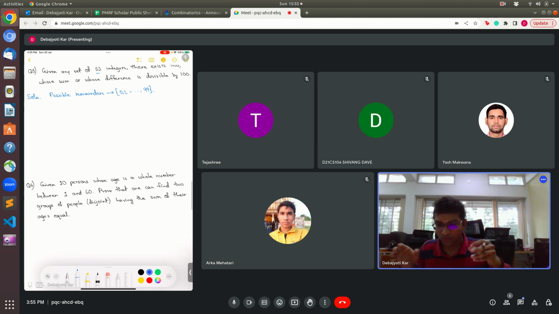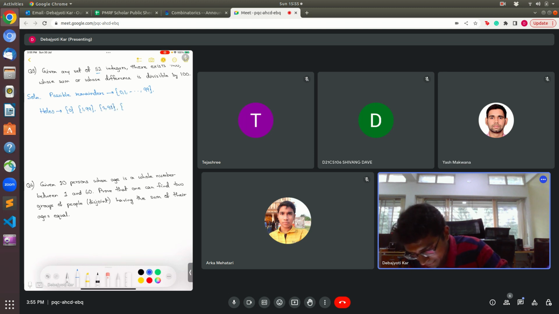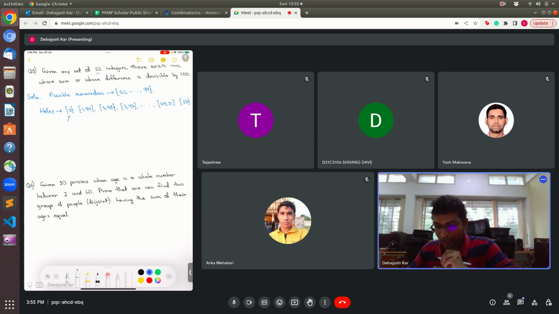So what we do is that we group these holes so that the number of holes reduces. So let's say, suppose we group the holes in this way. That is, when some number is divided by 100, if the remainder is 0, we put it in this hole. If the remainder is either 1 or 99, then we put it in this hole.